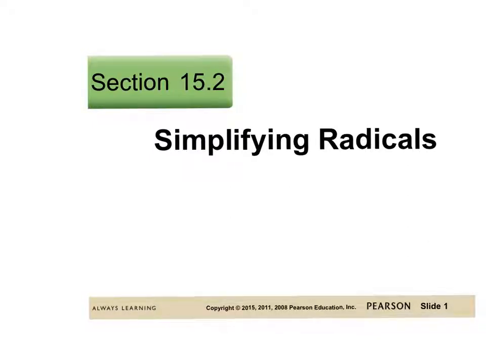So this is our second lesson in Chapter 15, Section 2. And in this lesson, we're going to continue with our introduction to radicals and learn how to simplify radicals.